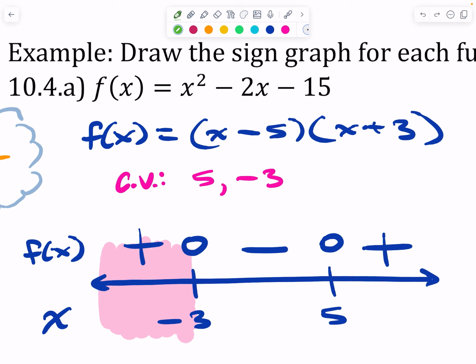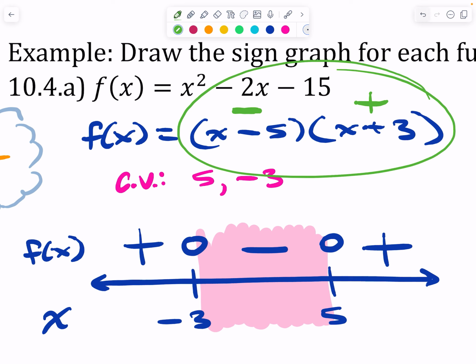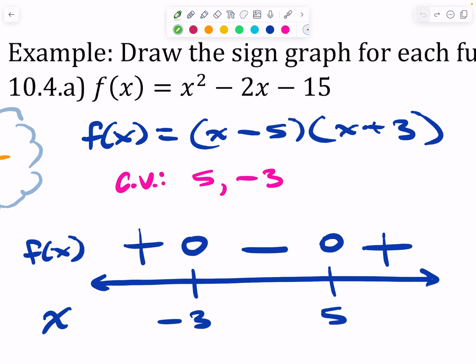When you're looking at the next region over, somewhere between -3 and 5, pick any random number. I like to work with 0 if I can. 0 is in that span. So when x is 0, x minus 5 is -5, so that's negative. And x plus 3 is 3, and that's positive. The product of those two is a negative times a positive, which is going to be negative. And that's why that region's negative. And we'll find a similar thing happens in the last region. Something that's more than 5, you'll find it's overall positive in that same way.